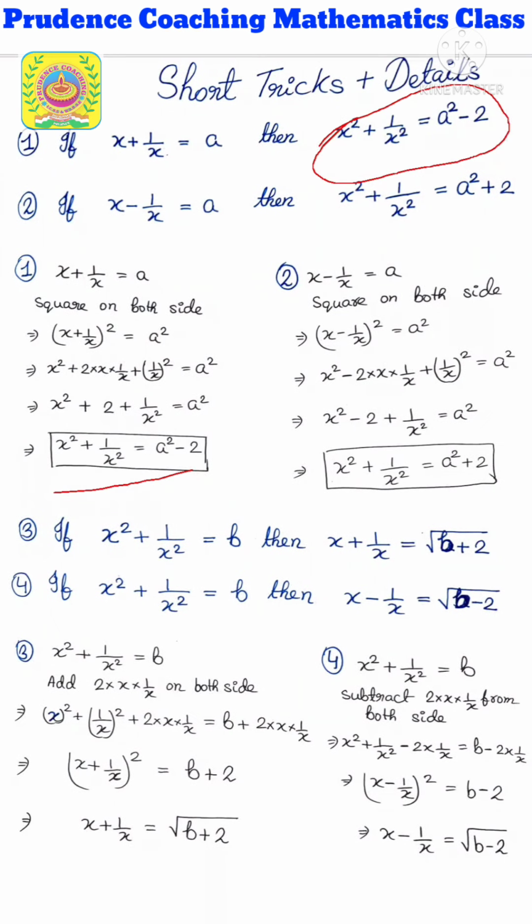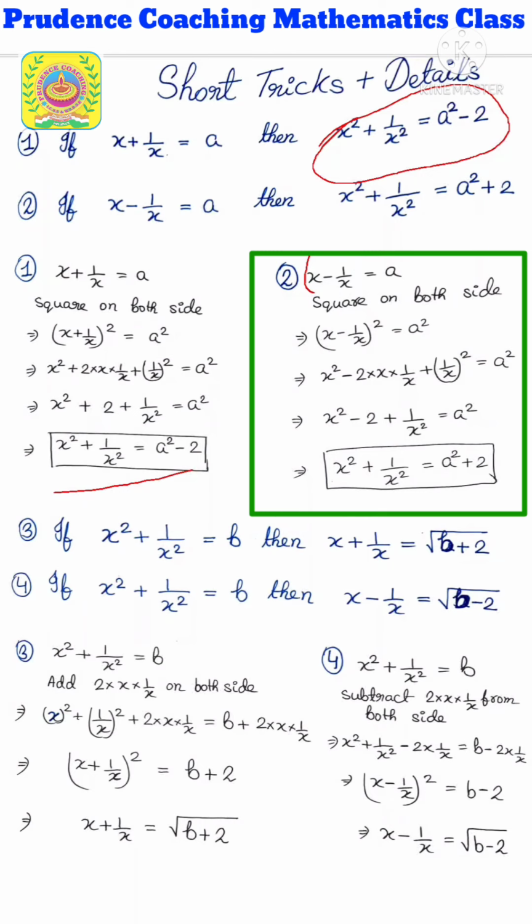Now let us see the traditional way of solving the second one. If the question gives x minus 1 by x equals a, how are you going to find the value of x square plus 1 by x square? First we write the question as it is given, and as we need to find the square value, we square both sides. We get on the left hand side x minus 1 by x the whole square, and on the right hand side a square.